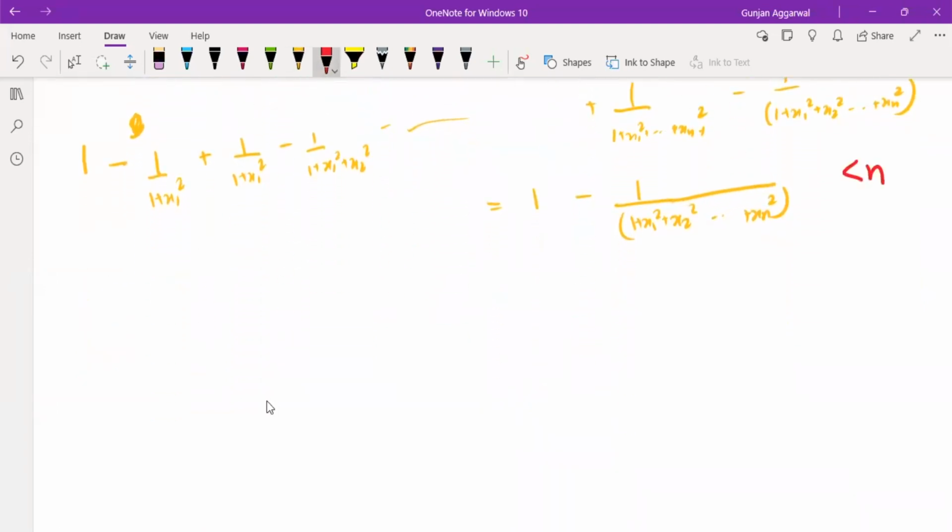So we need to prove that this thing is less than n. Wait, less than 1. Sorry. This is obviously true. Does that make sense? Yeah.